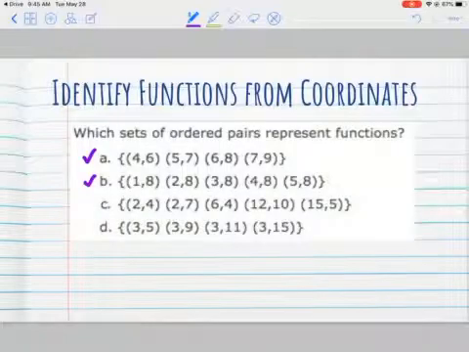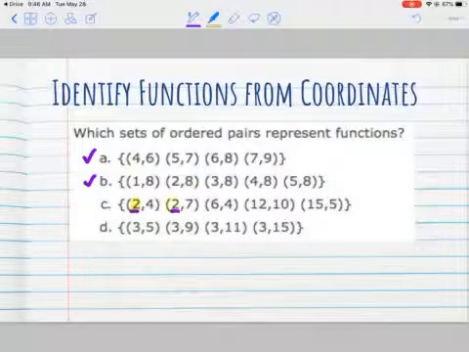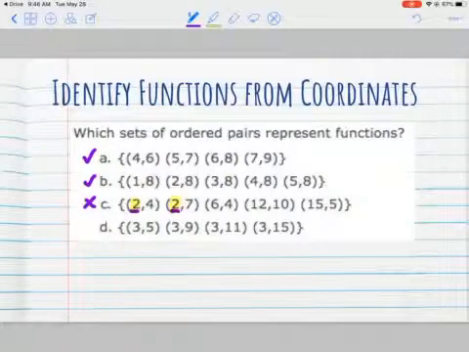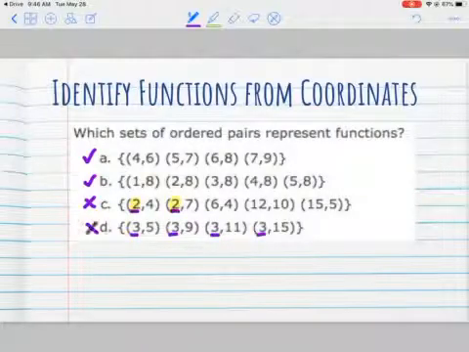If we look at C and go through those x values, we have 2, 2, 6, 12, and 15. Since there are 2 values that are the same in our domain, in the x values, this one is not a function. And then looking at D, notice that all of the x values are 3, so this one is definitely not a function.